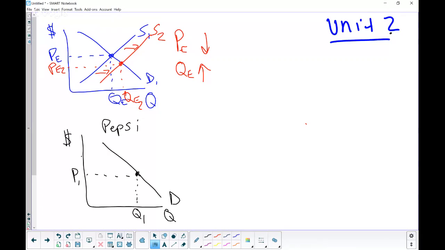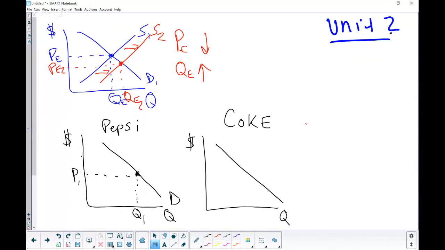I want to look at the idea that we also have another good that's related, because we have related goods. This is going to be for Coke. So we have Coke and Pepsi in this case. Let's say people are buying Coke here, and we have P1 there. Right now both are operating on different graphs, different products, and we know them as substitute goods.